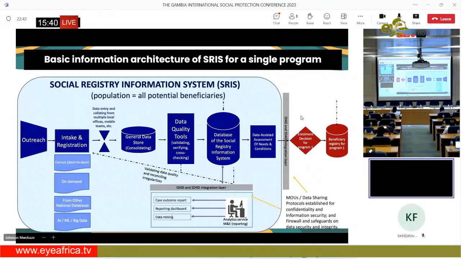One of the things I wanted to highlight is under intake and registration. Different countries adopt different mechanisms. Some do a census, which is door-to-door, like what we did in Gambia. We did that in Ghana. We did that in Liberia. And many other countries do a census. Other countries do on demand: you set up centers, do an outreach campaign, and inform households to come and register. Others could develop registries from other national databases.